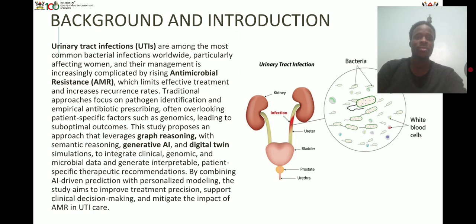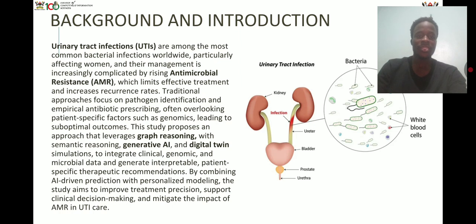On the next slide, I'm going to talk about the background and introduction. Under this, I'm going to talk about our keywords. Our first keyword is urinary tract infections. UTIs are usually bacterial infections that affect the urinary tract of a human being. Our next keyword is antimicrobial resistance, a condition where bacteria or other microorganisms evolve and become resistant to medications or antibiotics, so that when such a medication is applied to them, it can no longer affect them.